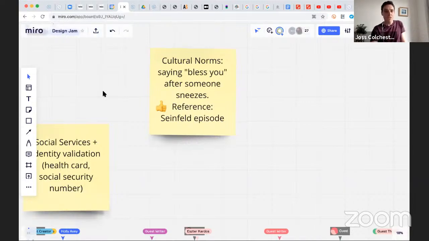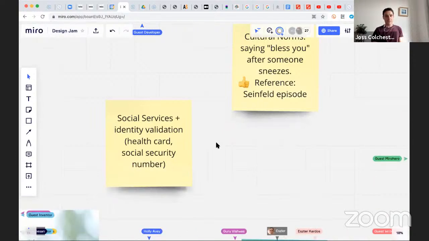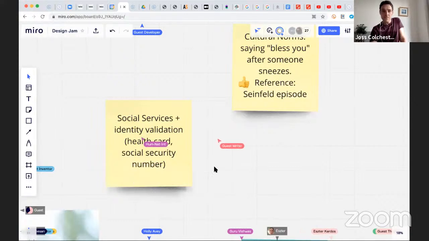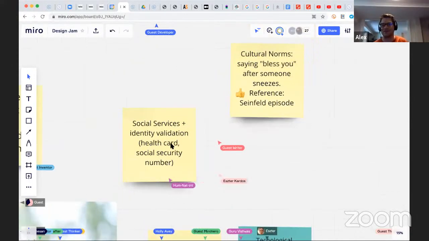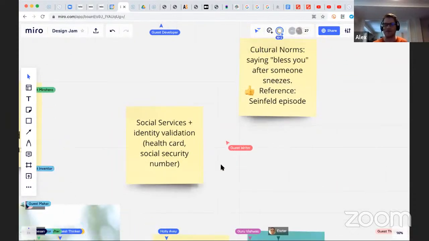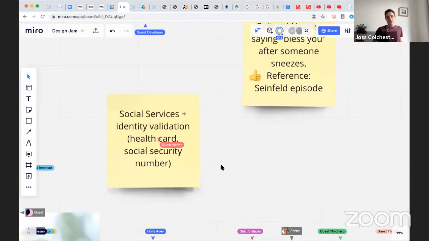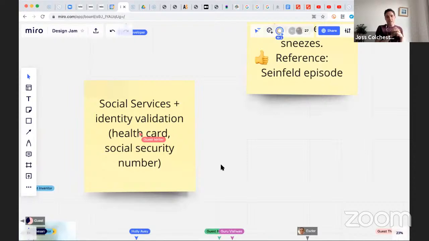Yep. Okay. So social services plus identity validation, health card, social security number, etc. Social services. Anybody want to talk on this? Sorry, me again. So just to get access to a lot of social services, you need to show some form of identification that I am a person who's entitled to get healthcare services or whatever. Yeah, and someone kind of creates the rules around that too. Yeah, okay, good one. Let's keep going here.